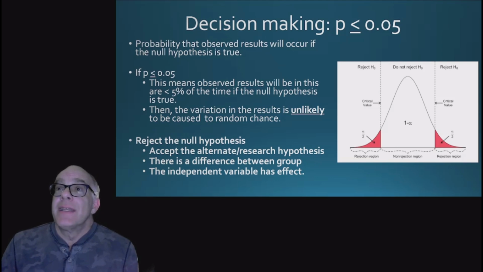Again, this means that the observed results will be in this area, in the area in red, less than 5% of the time if that null hypothesis is true. And so if our results are falling in this extreme region, then the variation of the results is unlikely to be due to random chance alone. And so with a p-value less than 0.05, we are going to reject the null hypothesis. And if we reject the null hypothesis, that means we are going to accept our alternate or research hypothesis. The overall effect of this is that there will be a difference between the groups, and the independent variable has an effect.